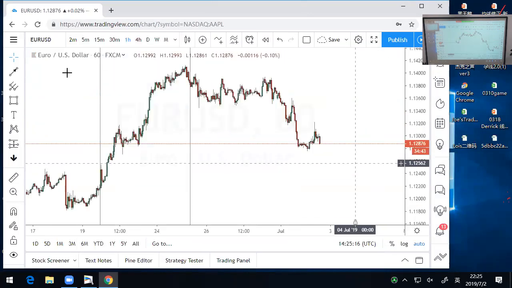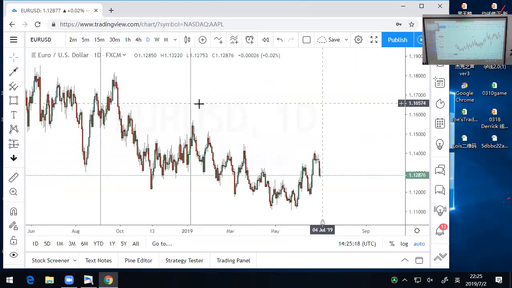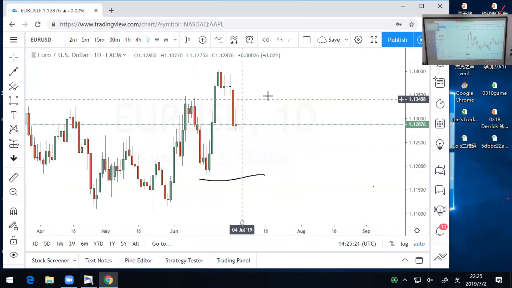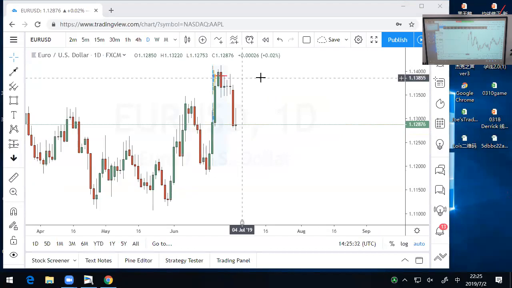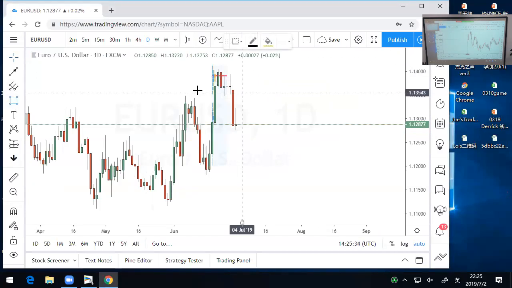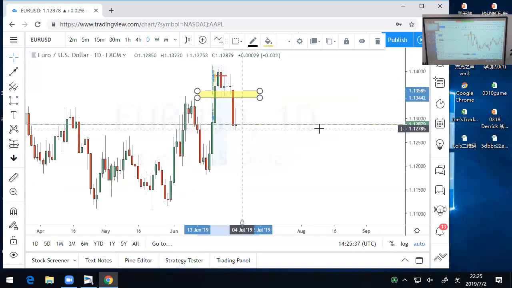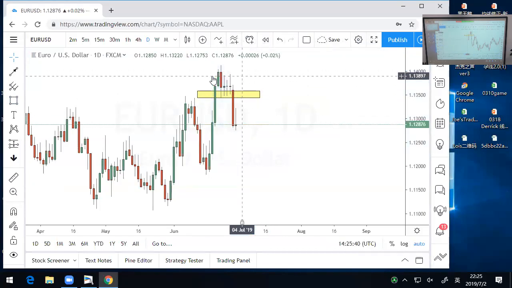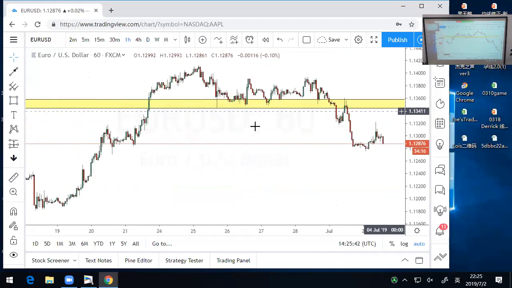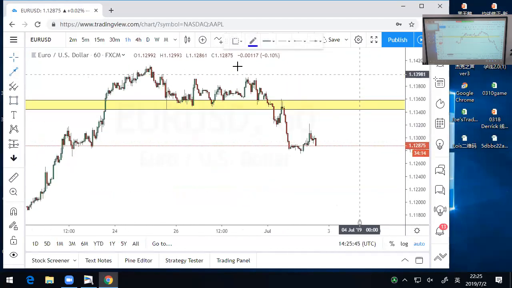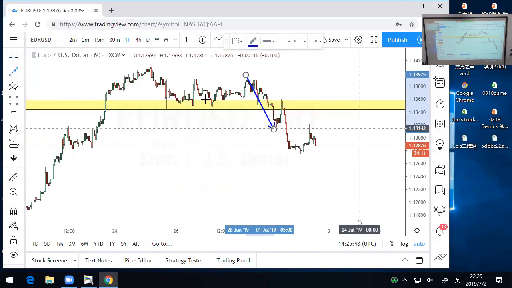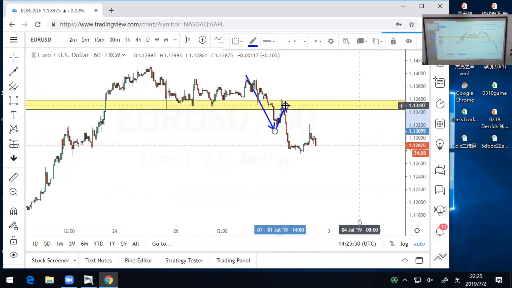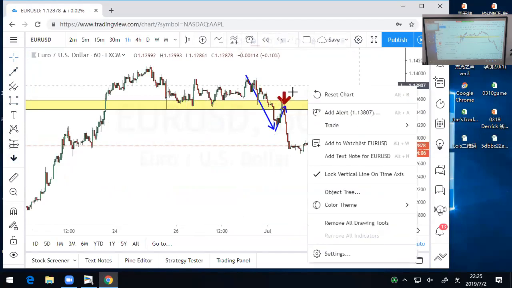Okay, let's go to EUR/USD. The euro actually made a high last week, and the moment the euro breaks down this level, 1.1340, we actually can make a sell. So let's go to the 1 hour chart and see how powerful it is when there is a breakdown of the support and a pullback to the structure, and how powerful it is to make a short.